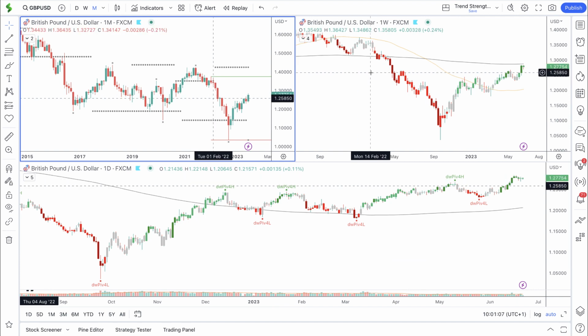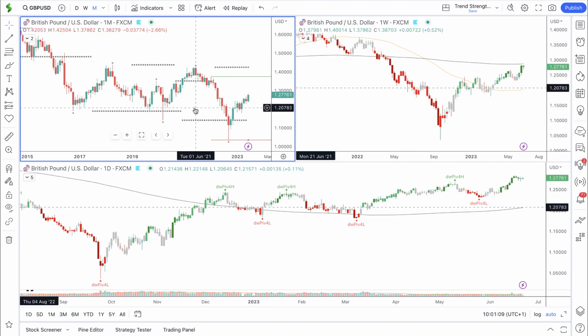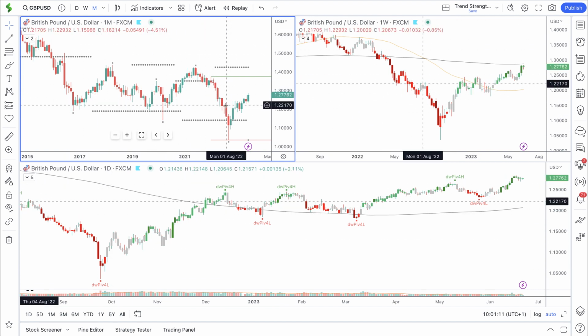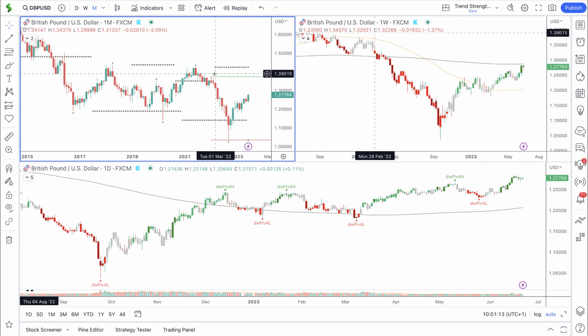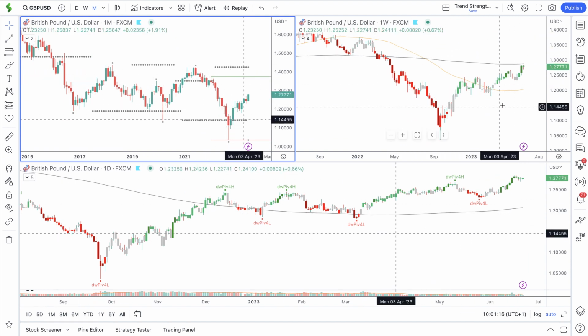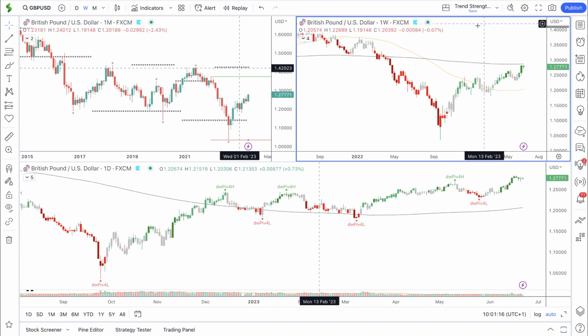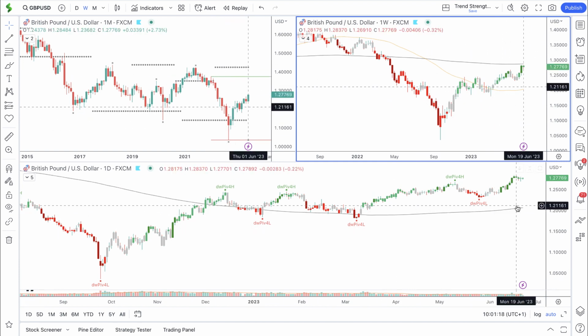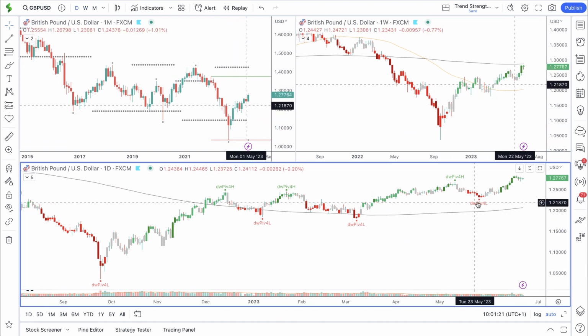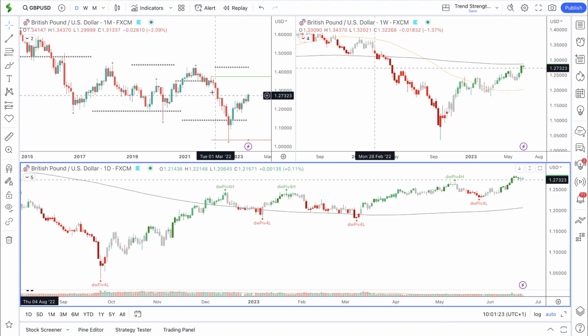So I have my three screen set up. The top left-hand chart is the monthly time frame to get a large picture of price action. And then we have the weekly on the top right-hand side. And this long chart along the bottom here is the daily time frame. This is where we actually enter our positions.